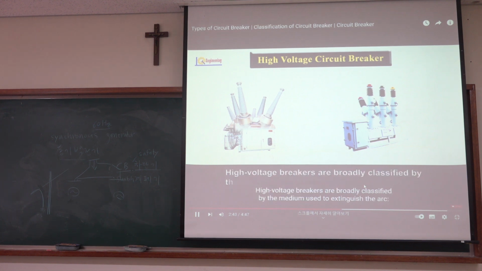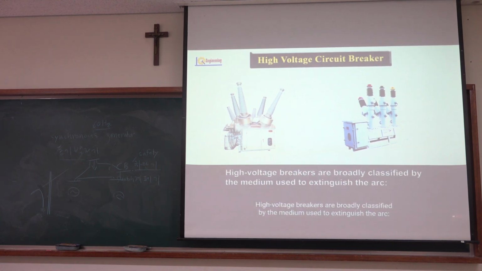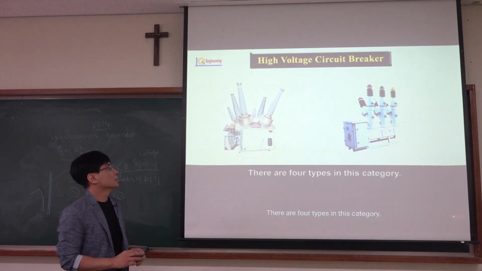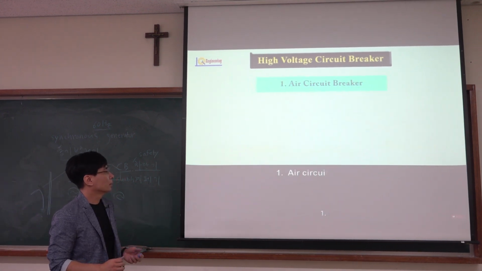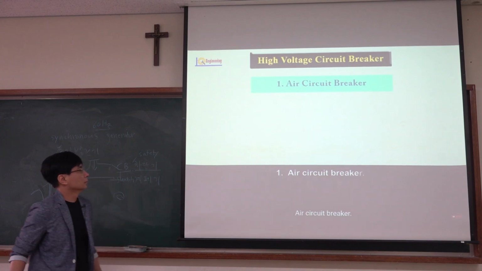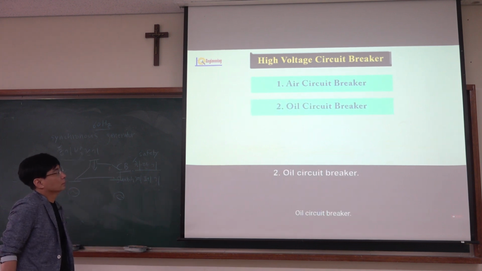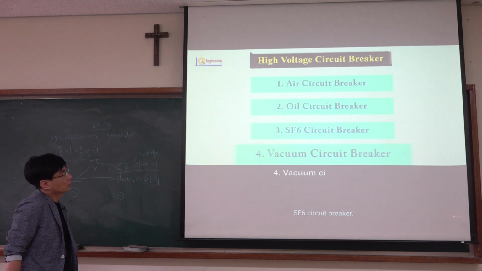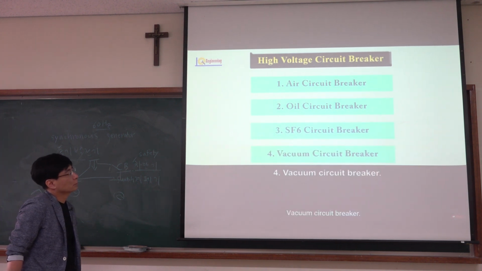High voltage breakers are broadly classified by the medium used to extinguish the arc. There are 4 types in this category. Number 1, air circuit breaker. Number 2, oil circuit breaker. Number 3, SF6 circuit breaker. And number 4, vacuum circuit breaker.